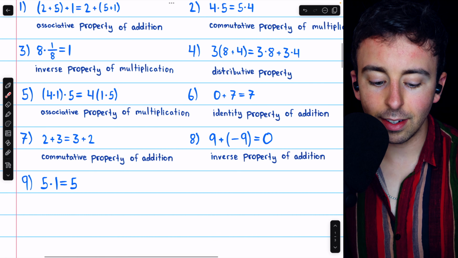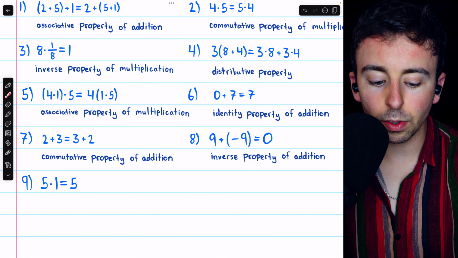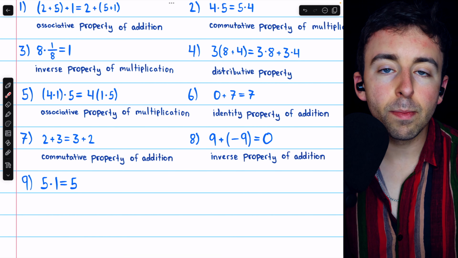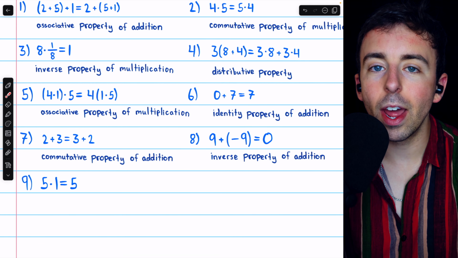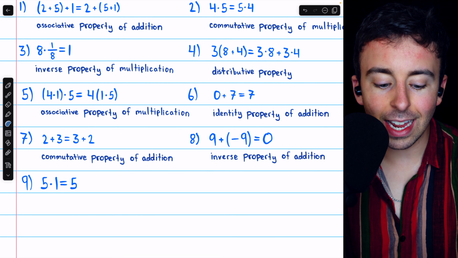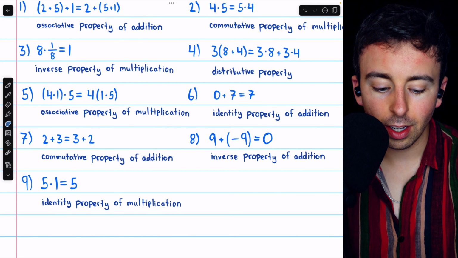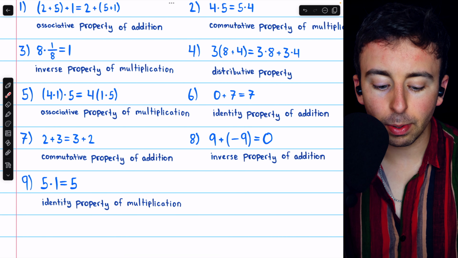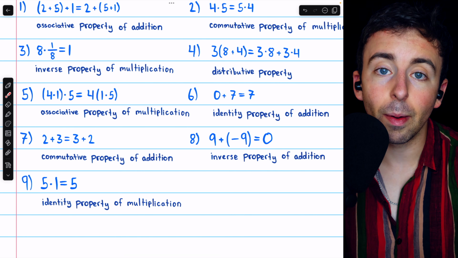Finally, equation 9 says that 5 times 1 equals 5. This says if we multiply any number by 1, it's not going to change that number. So this is the identity property of multiplication. You could take any number you like and multiply it by 1. The number will not be changed.